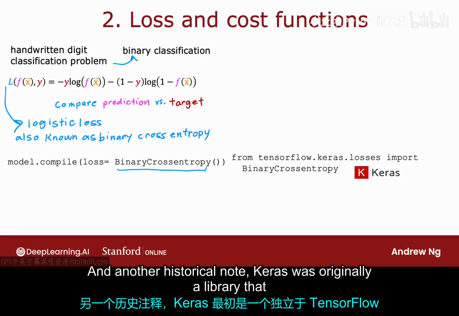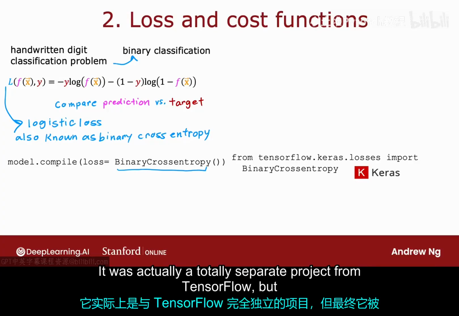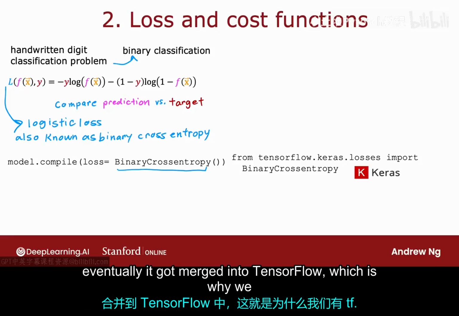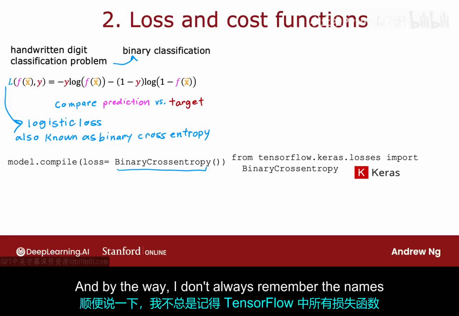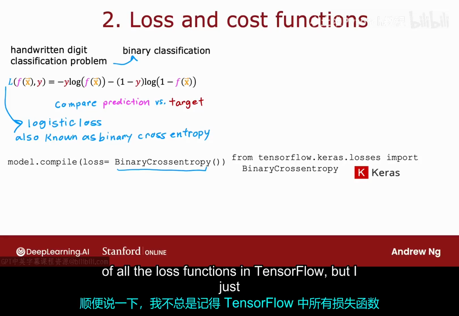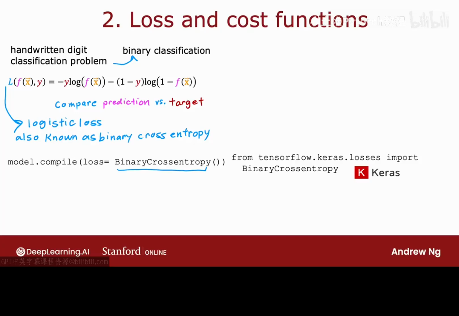Another historical note: Keras was originally a library developed independently of TensorFlow. It was a totally separate project, but eventually it got merged into TensorFlow, which is why we have tf.keras.losses, followed by the name of this loss function. By the way, I don't always remember the names of all the loss functions in TensorFlow, but I just do a quick web search myself to find the right name, and then I plug that into my code.